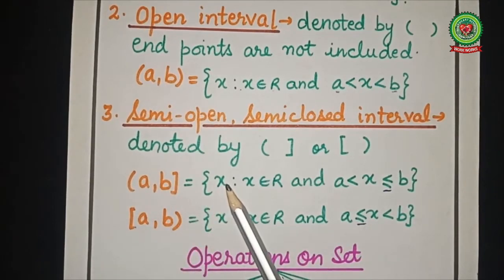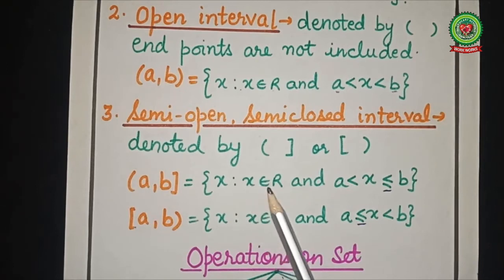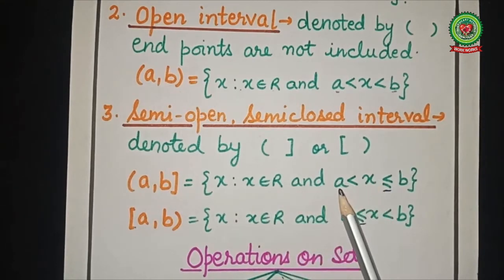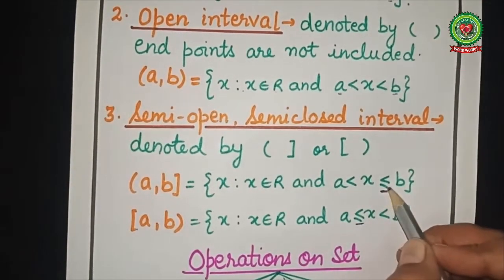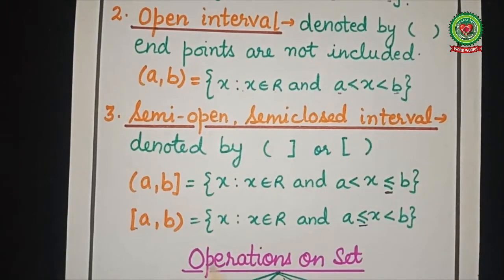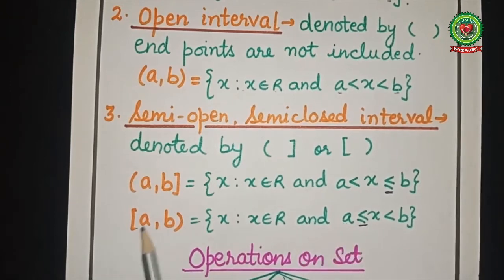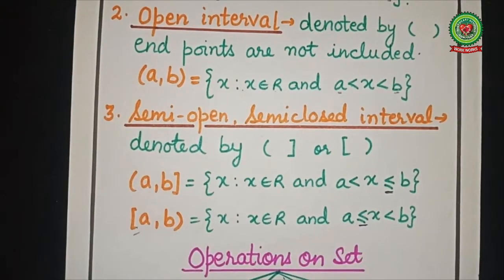So, elements are x such that x belongs to R and x is greater than A and less than or equal to B. Here they have used the equal to sign on this side. Second is closed interval of A and open on the side of B. So, x such that x belongs to R and x is greater than or equal to A, because interval is closed on this side, and it is less than B. These are the intervals. They are called the subsets of the real number line.